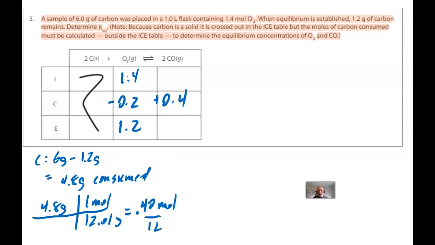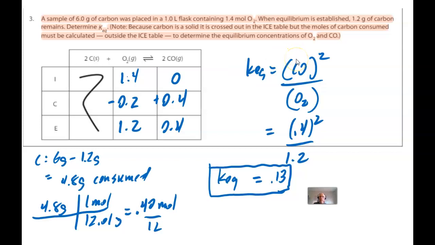And like we said, if nothing's mentioned about a product being present initially, then we assume it to be 0. So we put a 0 there, and if it went up by 0.4, it ends up at 0.4 at equilibrium. So now we just need to write the general Keq expression for this and plug in the values for carbon monoxide and oxygen gas and see what we get.